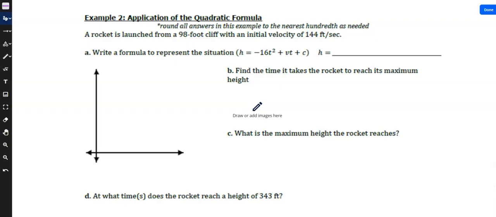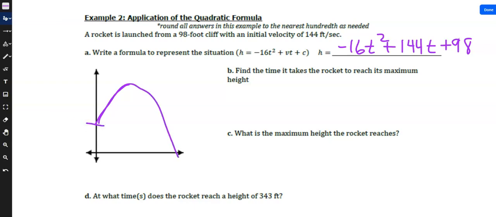Well, back to our rocket example. A rocket is launched from a 98-foot cliff with an initial velocity of 144. So my initial equation is h equals negative 16t squared plus 144t plus 98, which means we did something like this, okay? Where this is 98 and it's going up to a high value, right? And so we still have time here and height here, but find the time it takes for the rocket to reach its maximum height.